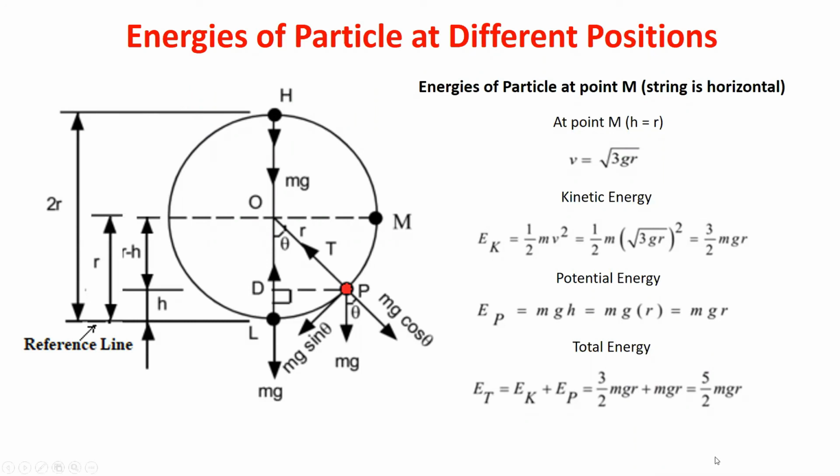So this way, we have proved different expressions. We have actually found the expression for velocity of a particle moving in a vertical circle. We have found energies of a particle at different positions in the vertical circle and the tension in the string. We also found a relation between tension in the string at the lowermost point and the highest point.